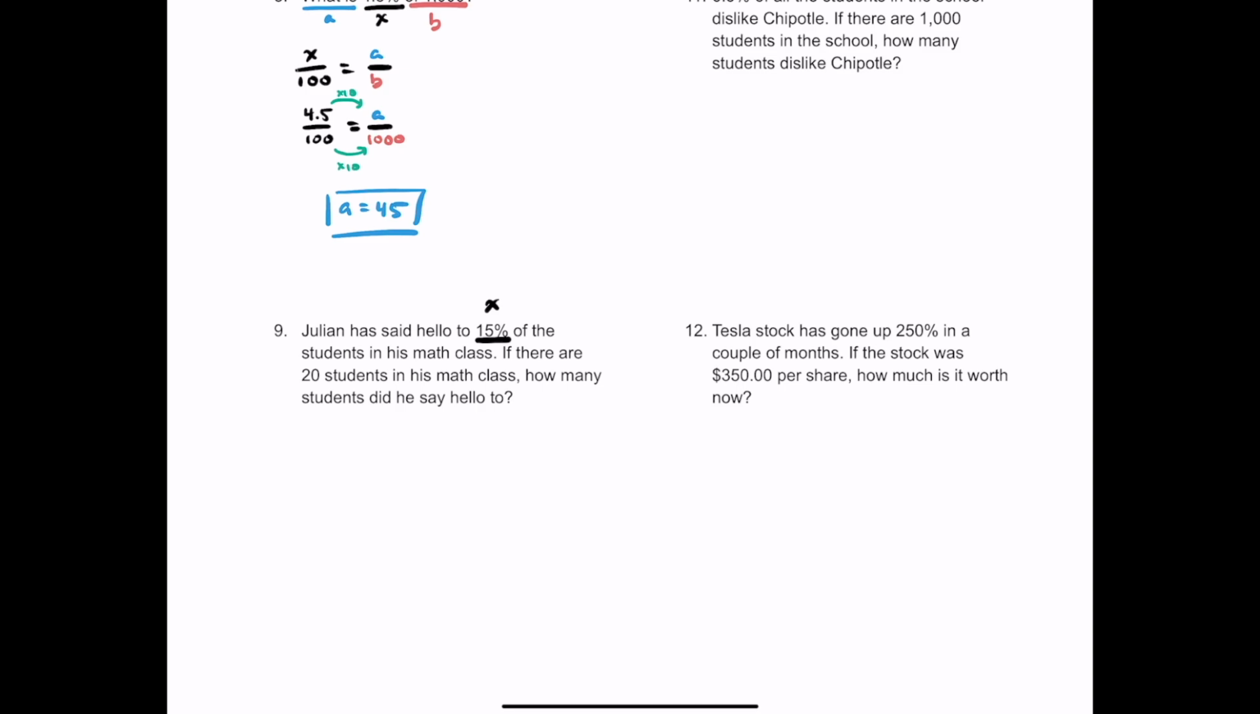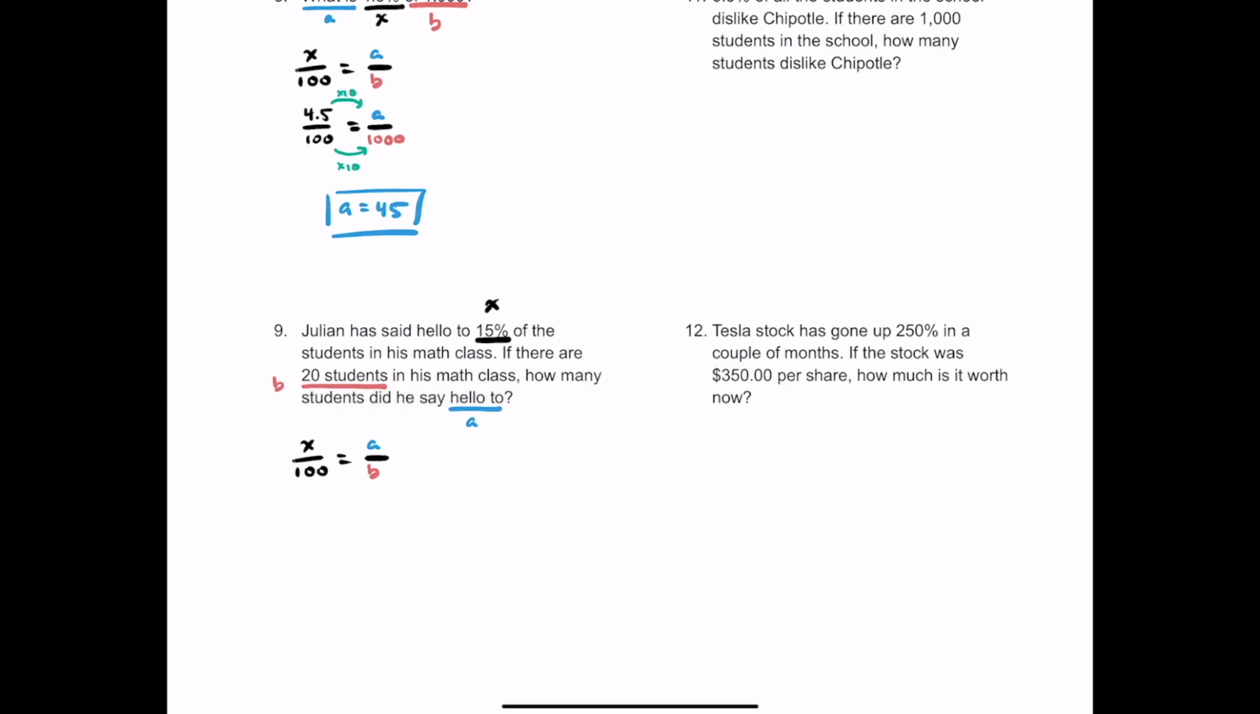There are 20 students in the class. That's going to be the total, right? He said hello to some of them, so that'll be our b value. And it says, how many students did he say hello to? Well, we don't know what that is, so that's going to be our unknown. I'll just underline that one, call that the A, so the number of students that he said hello to. So there's our percent proportion, same as before.